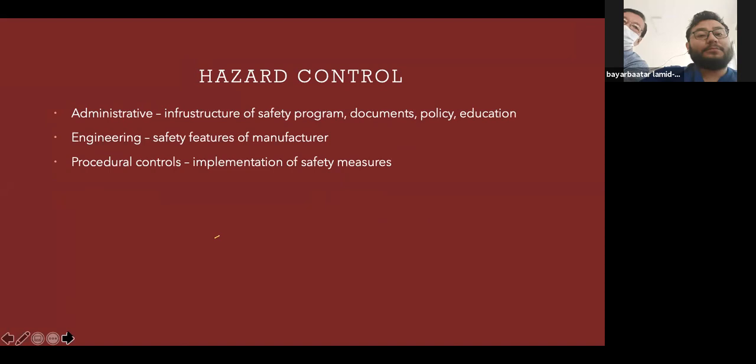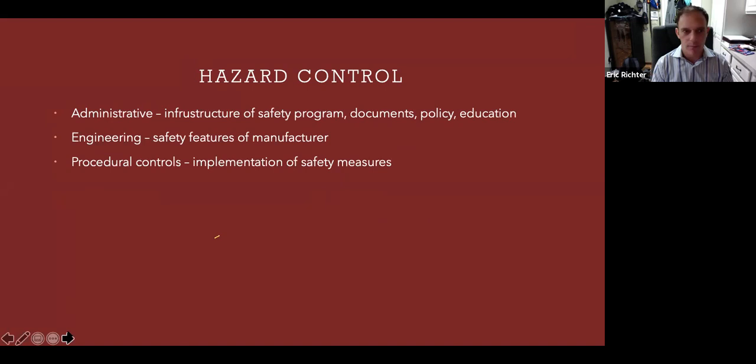So there's different mechanisms of hazard control. There's administrative rather. So that's the infrastructure safety program. Documents available for education and policy and then ongoing education. Engineering, this refers to the safety features of the manufacturer, meaning the device, so in your case, Luminous. And then there's procedural controls. This is what your safety program does to implement safety measures.